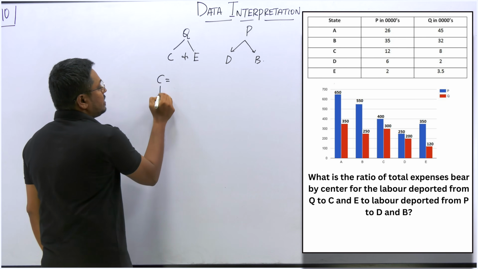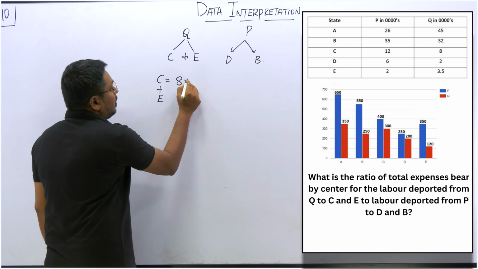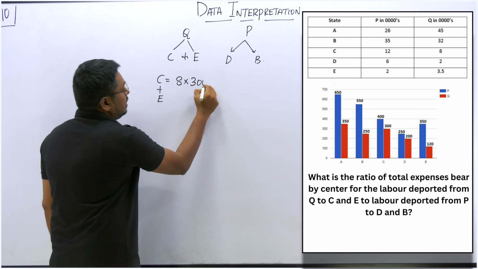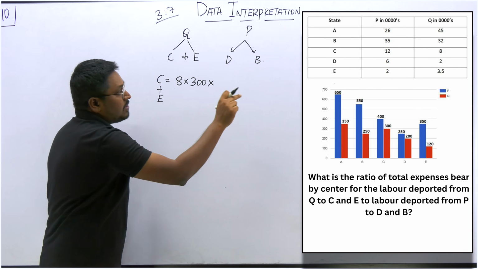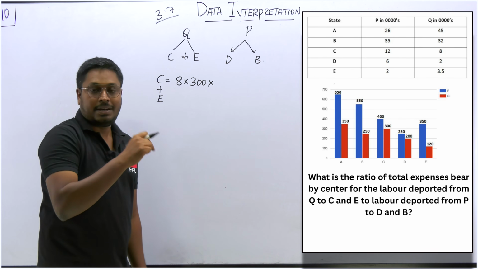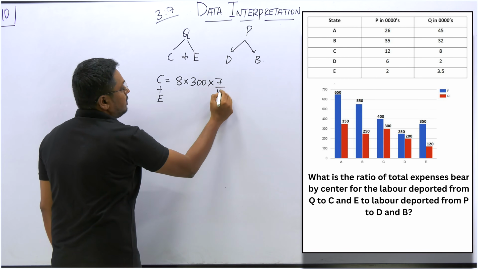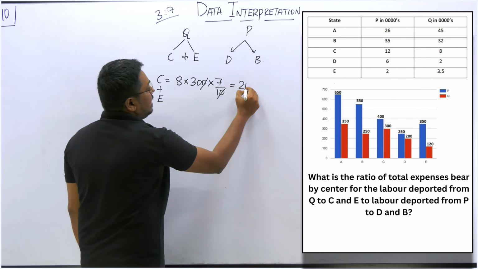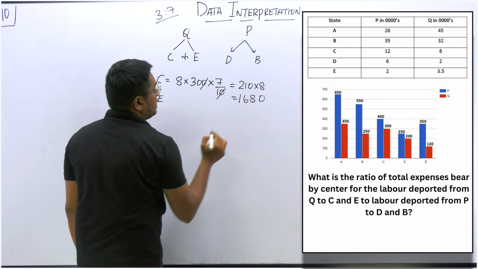So we can find it, no other way. C plus E, and according to the chart, C will be how much? 8, and the expense they have taken is 300, right? And we remember that 3:7 is the ratio. The total expense we have to find is not for the state government, but for the central government. So the central government is in the ratio 7, so 7 divided by 10. We can cancel the 0. So 7 into 3 will be 21. So 210 into 8 is 1680.